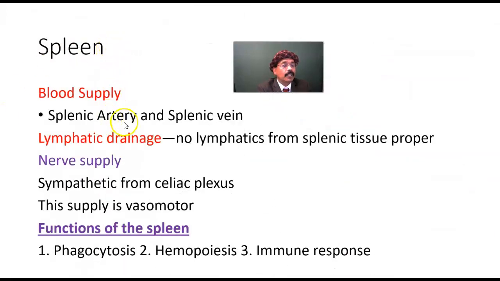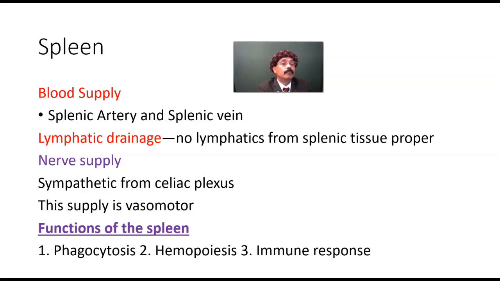Blood supply: the splenic artery is a branch of the celiac trunk. The splenic vein is formed inside the spleen, where multiple small venules contribute to the formation of the splenic vein at the hilum of the spleen, and the splenic vein unites with the superior mesenteric vein behind the neck of the pancreas to make the portal vein.